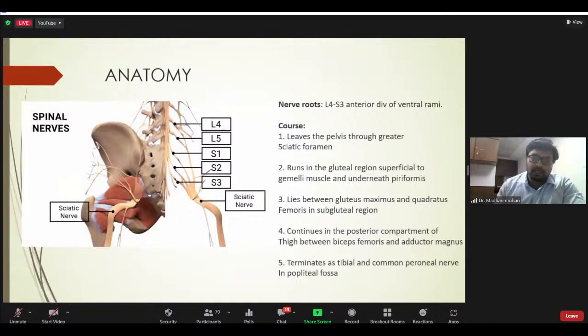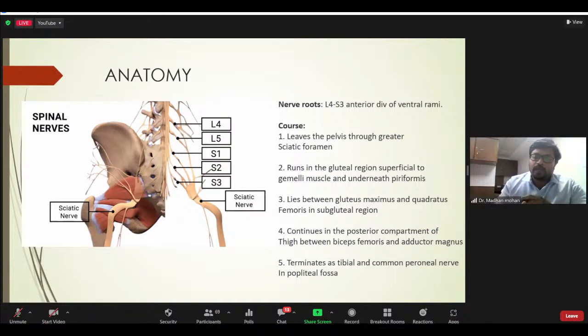So if you take the sciatic nerve, it's a branch arising from the lumbosacral trunk. Okay. So the L4, L5 from the lumbar as well as from sacral S1 to S3, the anterior rami gives origin to the sacral plexus. Out of that, the sciatic nerve is a major nerve.